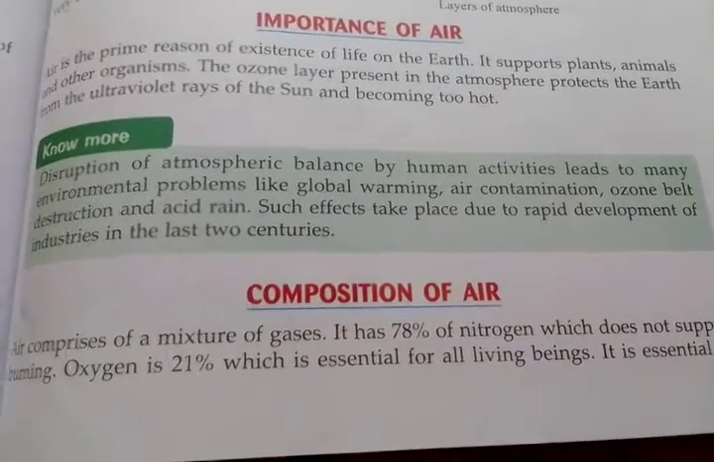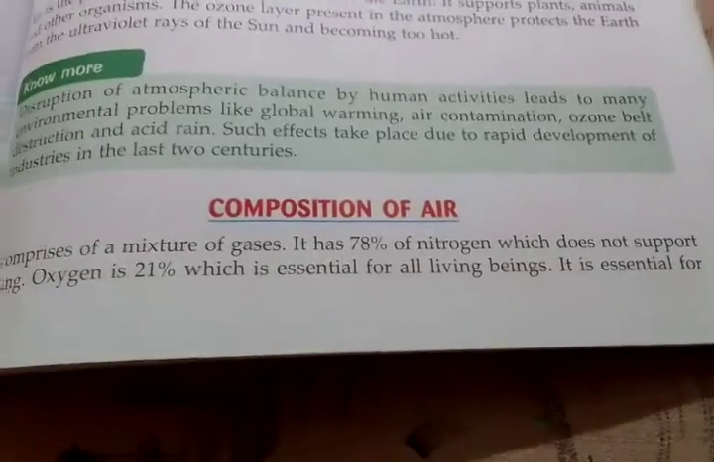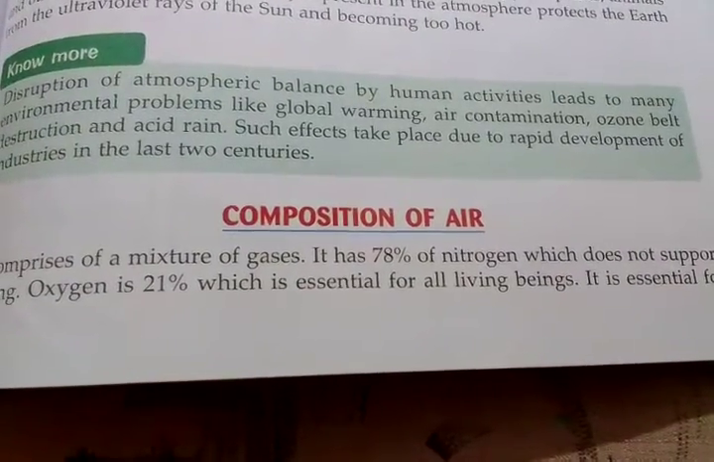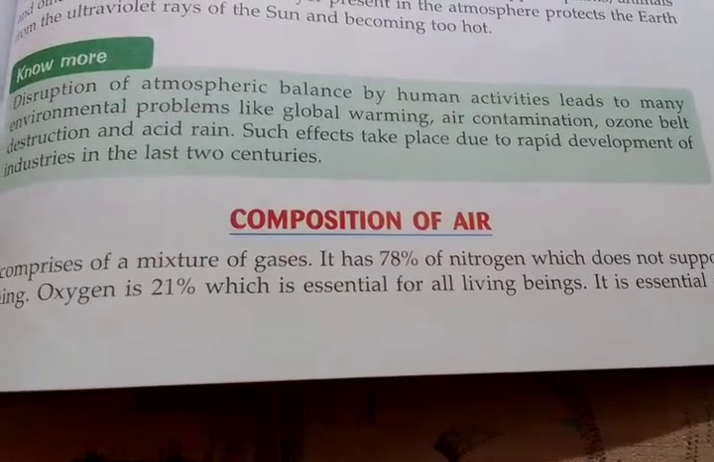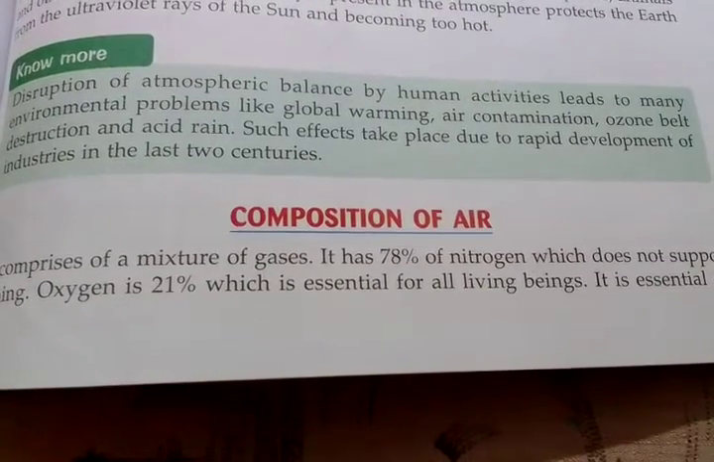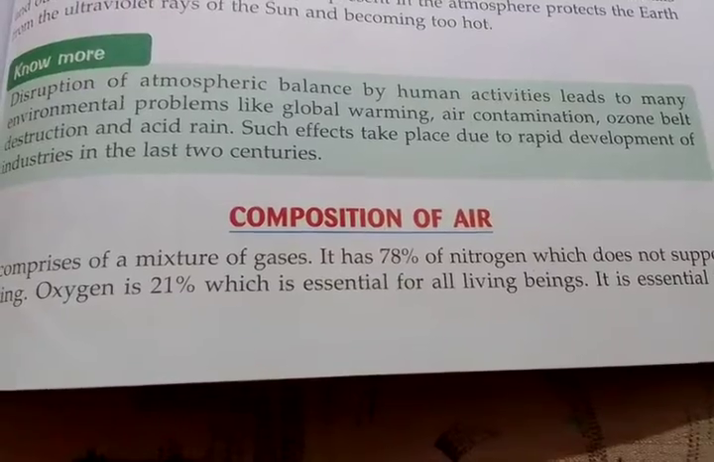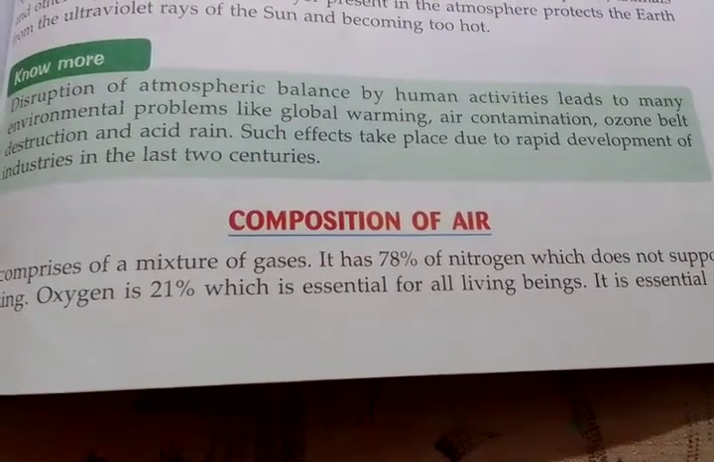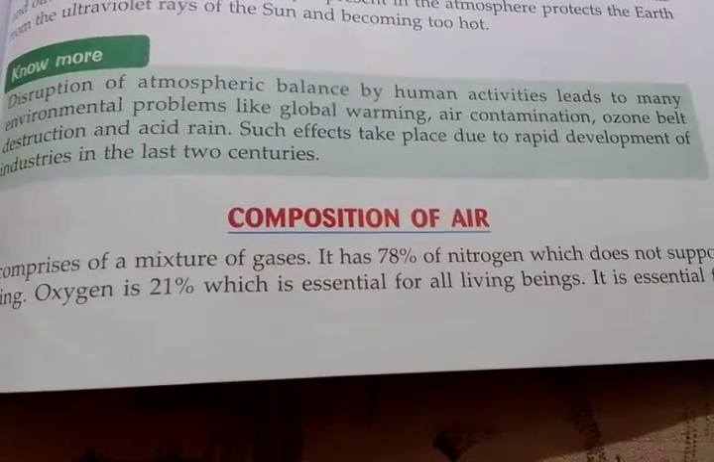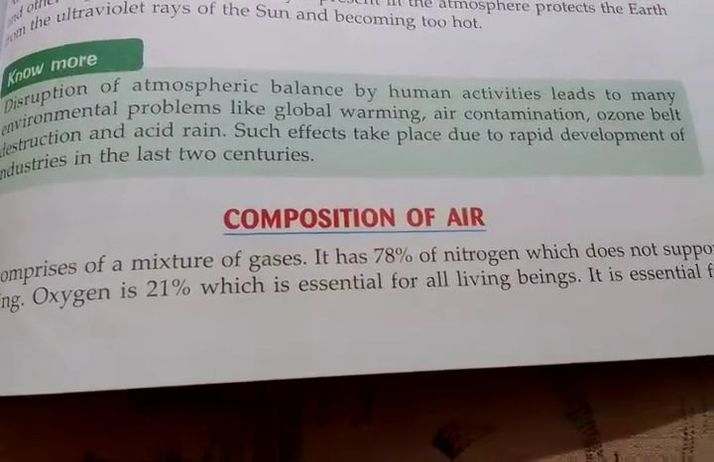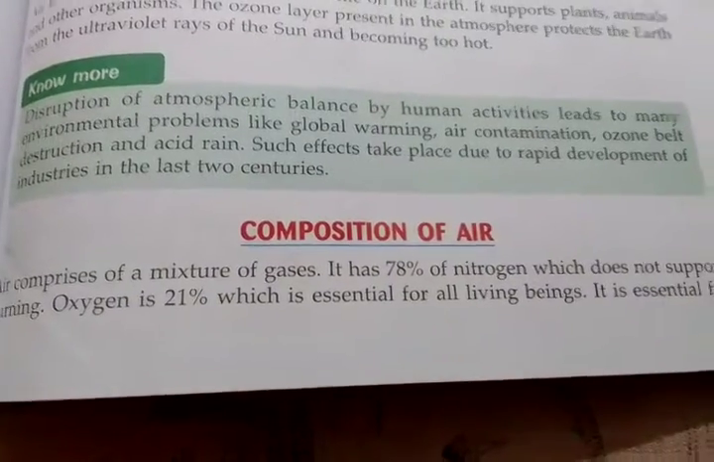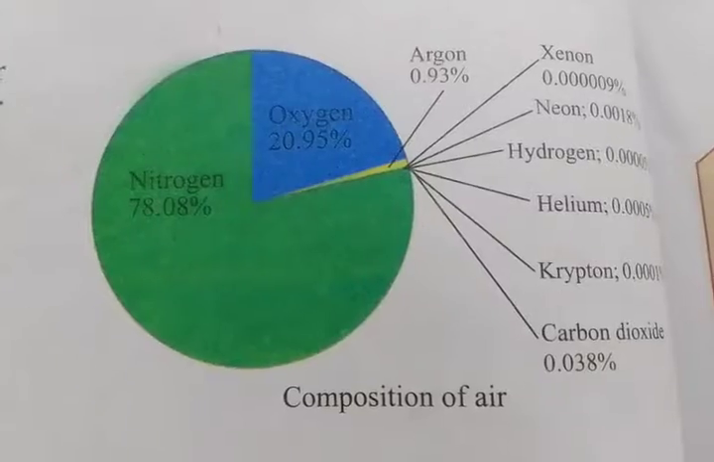And now, what is the composition of air? Air comprises a mixture of gases. Air has 78% nitrogen, 21% oxygen, and you know oxygen is very essential for all living organisms. And it is essential for burning.